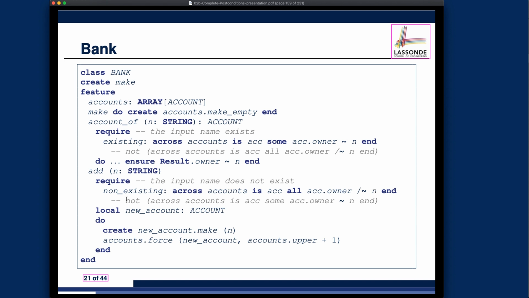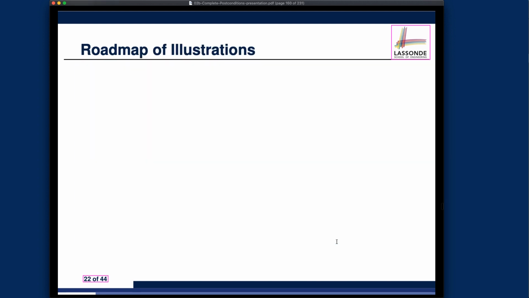Okay, and then how do we add? You simply create a new account object over here using the owner name, and then you simply use a force feature over here, right? Just force the new account into the position over here. So we talked about how you can use the force feature, the force command for array, in the introductory tutorial videos. I assume you're okay with that.